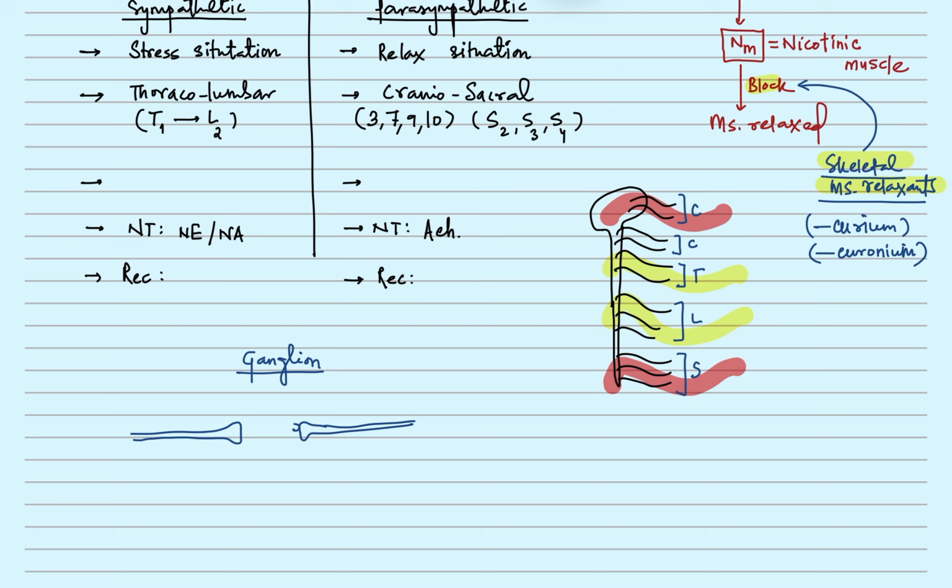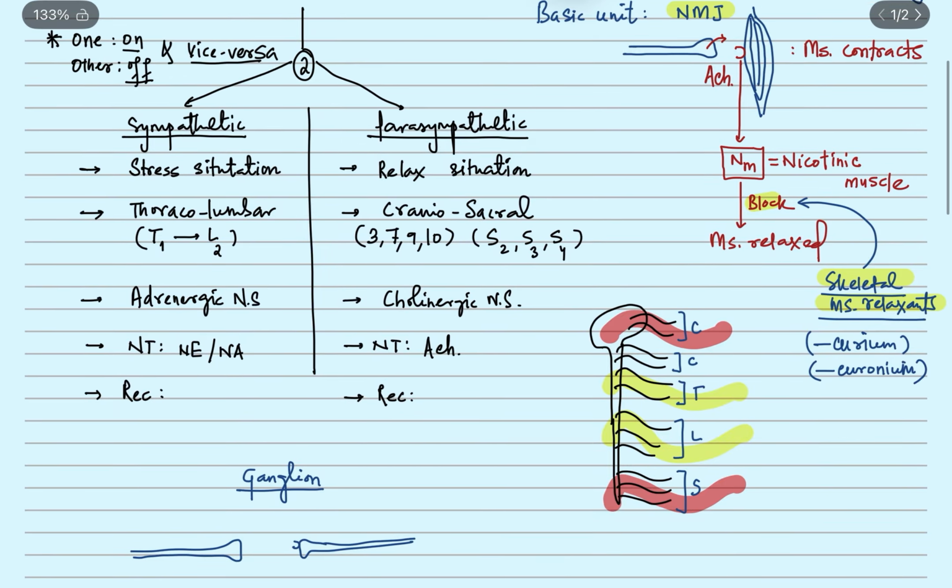So as the main neurotransmitter here is noradrenaline, the sympathetic nervous system is also called the adrenergic nervous system. As the main neurotransmitter is acetylcholine in the parasympathetic, hence the parasympathetic nervous system is also called the cholinergic nervous system. I hope this is very clear. The main neurotransmitter released here is noradrenaline. That's why the system is called the adrenergic nervous system. The main neurotransmitter is acetylcholine. That's why the name of the system is cholinergic nervous system.